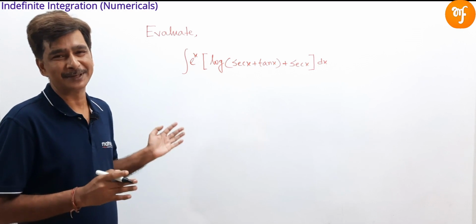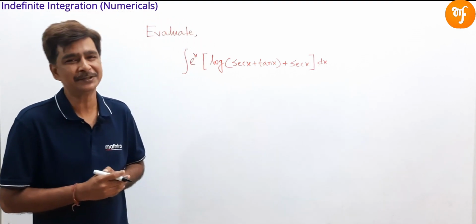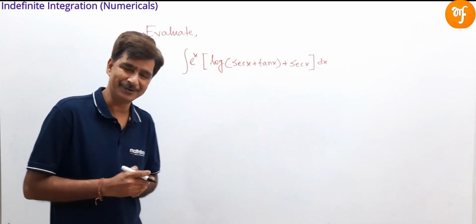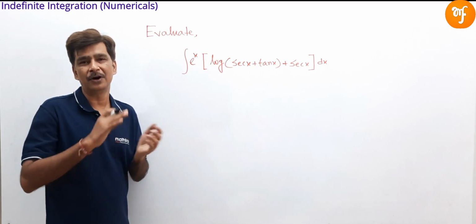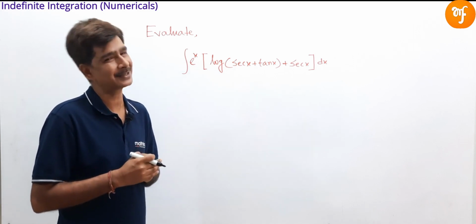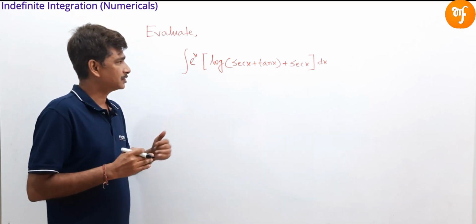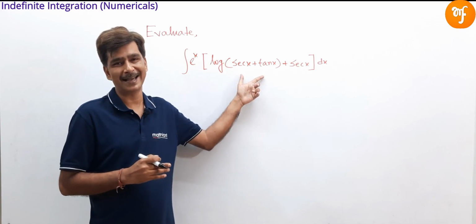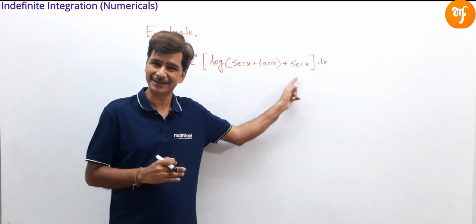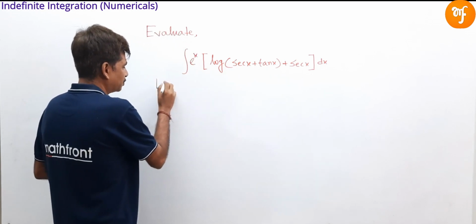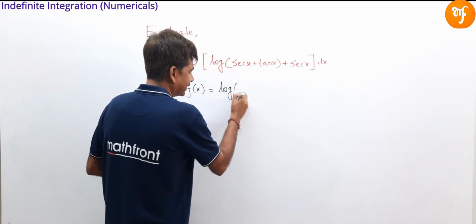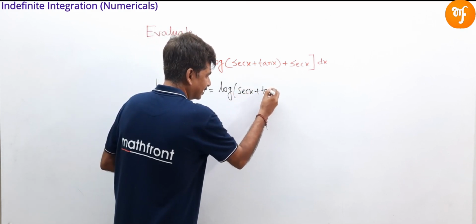So, friends, come to the next question, that is the integral of e^x (log(sec x + tan x) + sec x) dx. Here also we will apply the formula: the integral of e^x (f(x) + f'(x)) dx is e^x f(x) + c. So, first of all we will assume f(x) = log(sec x + tan x), as the derivative of log(sec x + tan x) is nothing but sec x.